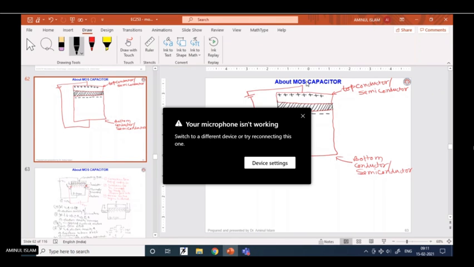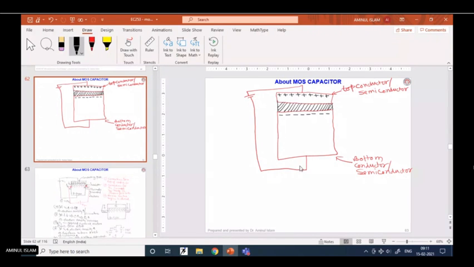See, this kind of element is nothing but capacitor. The positive terminal of the battery is connected to the top material and negative terminal connected to the bottom material. These materials may be conductor, fully conductor or semiconductor, doesn't matter, but it is a capacitor because in between you have an insulator. This is an insulator.